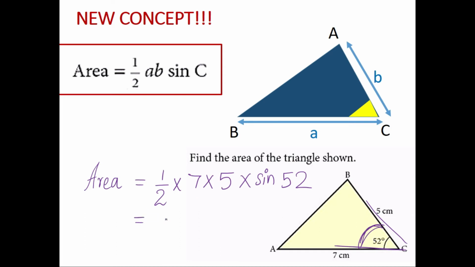Now use your calculator, and from your calculator you get 13.79018. This is your answer. Do not forget to write your answer to 3 SF and to put the right unit. So this is your answer to 3 significant figures.